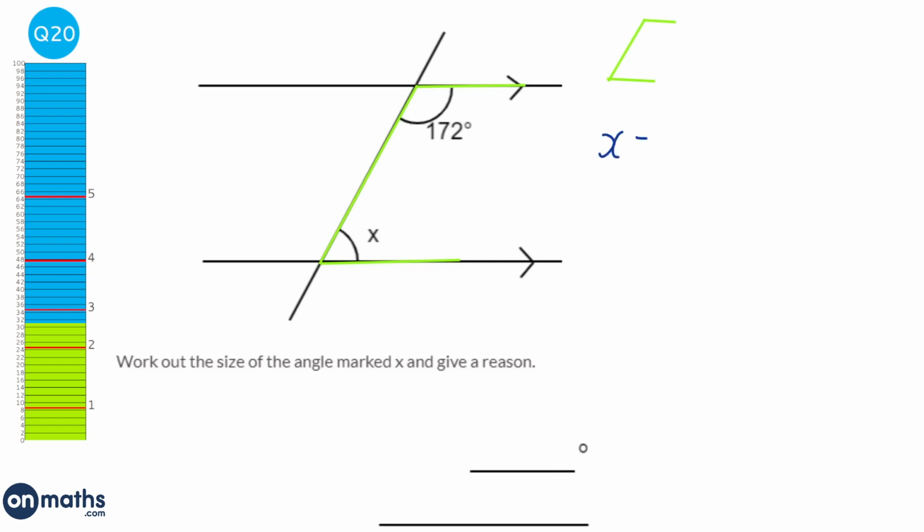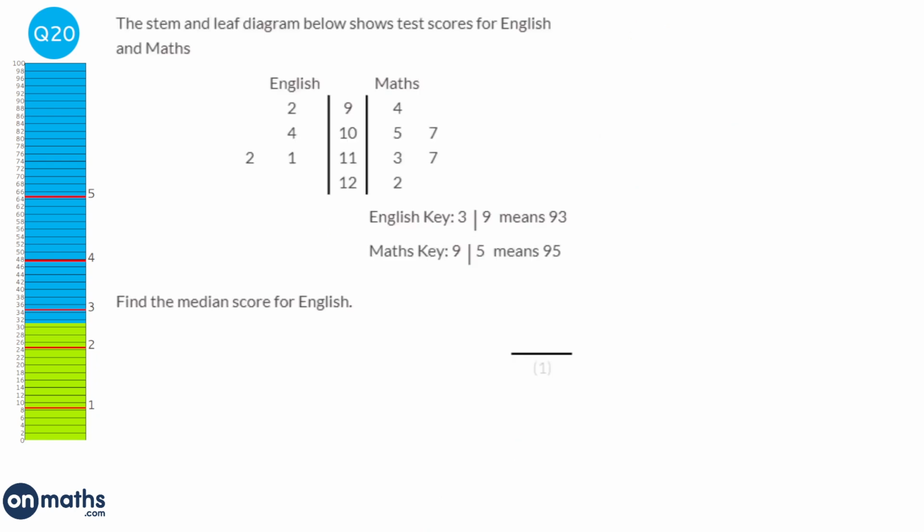So to find x, what we need to do is take 172 away from 180, which will obviously be 8 degrees. And so it's going to be 8 degrees, and the reason is interior angles. Now some teachers call it co-interior, some teachers call it allied angles. Any one of those three is absolutely fine, you'll get full marks for.